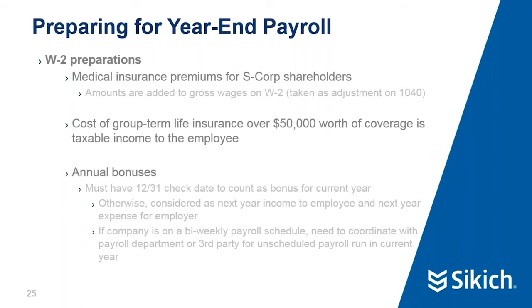We also have medical insurance premiums for S-Corp shareholders. We discussed the group term life insurance over $50,000 if that needs to be added. On the topic of annual bonuses, if you are going to give any bonuses, make sure the check date is 12/31 in order to count the bonus as income in the current year.